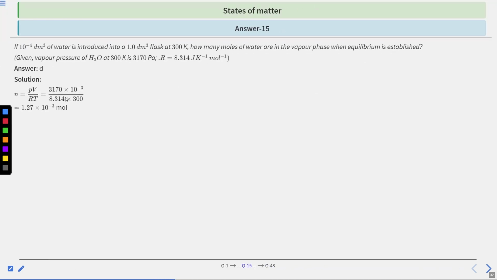Moving on to the answer, which is option number D. So n, we know, will be equal to PV by RT. On putting the values, we are getting n is 1.27 multiplied by 10 to the power minus 3 moles. Hence option D is the correct answer.